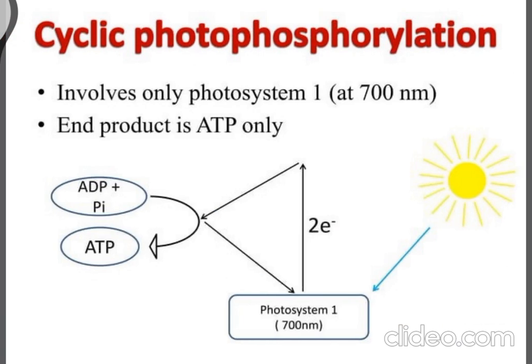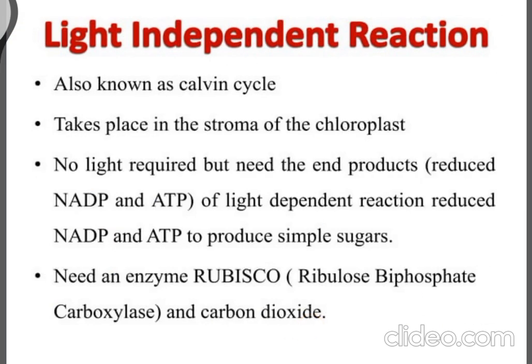In the light of sun, the light independent reaction, also known as the Calvin cycle, takes place in the stroma of the chloroplast. No light is required, but it needs the end products of the light dependent reactions, reduced NADP and ATP, to produce simple sugars.